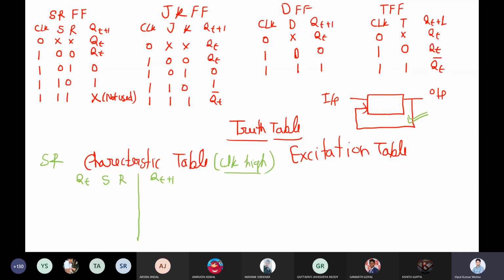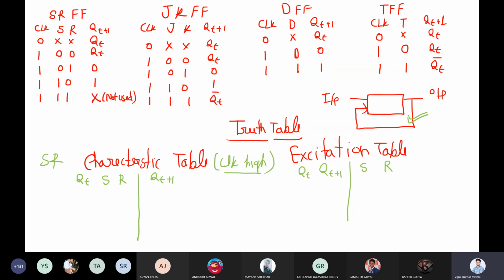Any doubt till this point, anyone? Guys, any doubt? So now what we are doing, we are taking the previous output also into consideration, and then based on that, we'll see what the next output will be. Got it? Now in the case of the excitation table, what are the inputs for the table? That is Qt and Qt plus 1, and what we are going to predict are the S and R values.